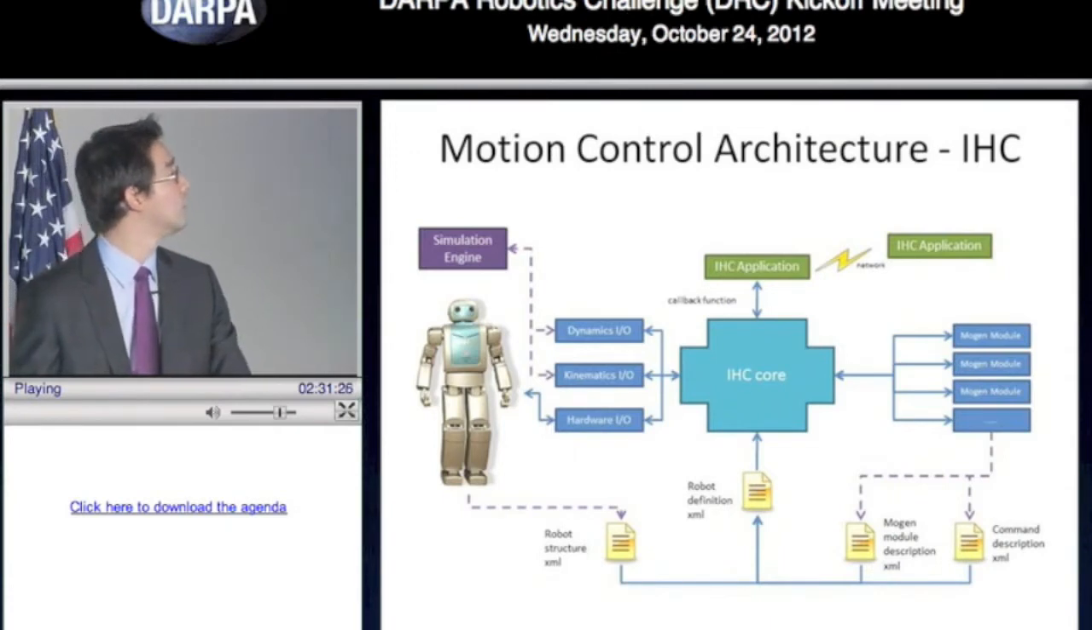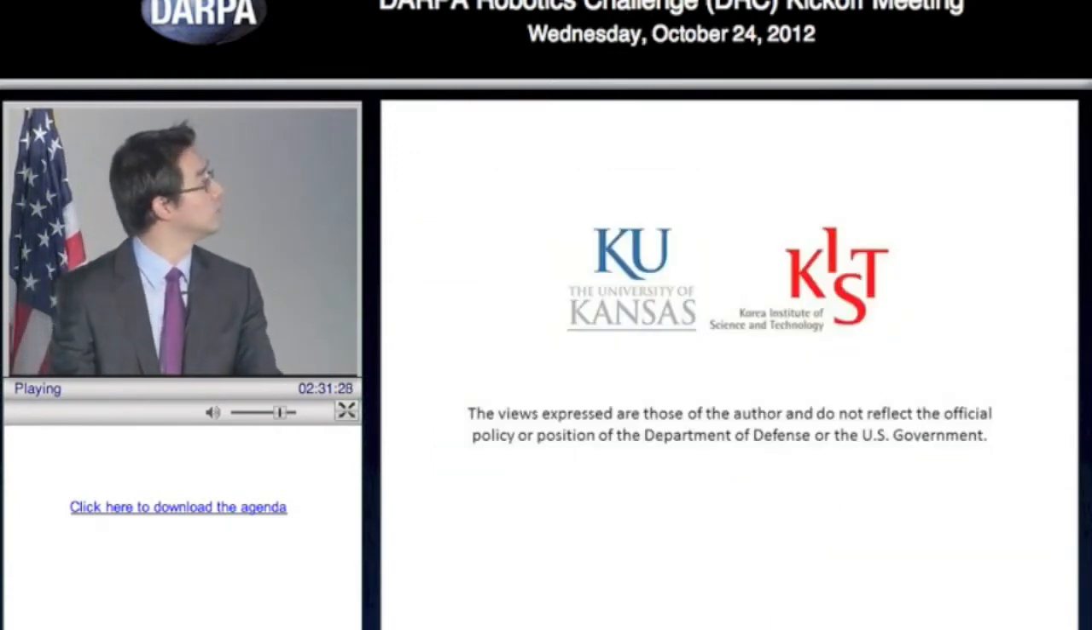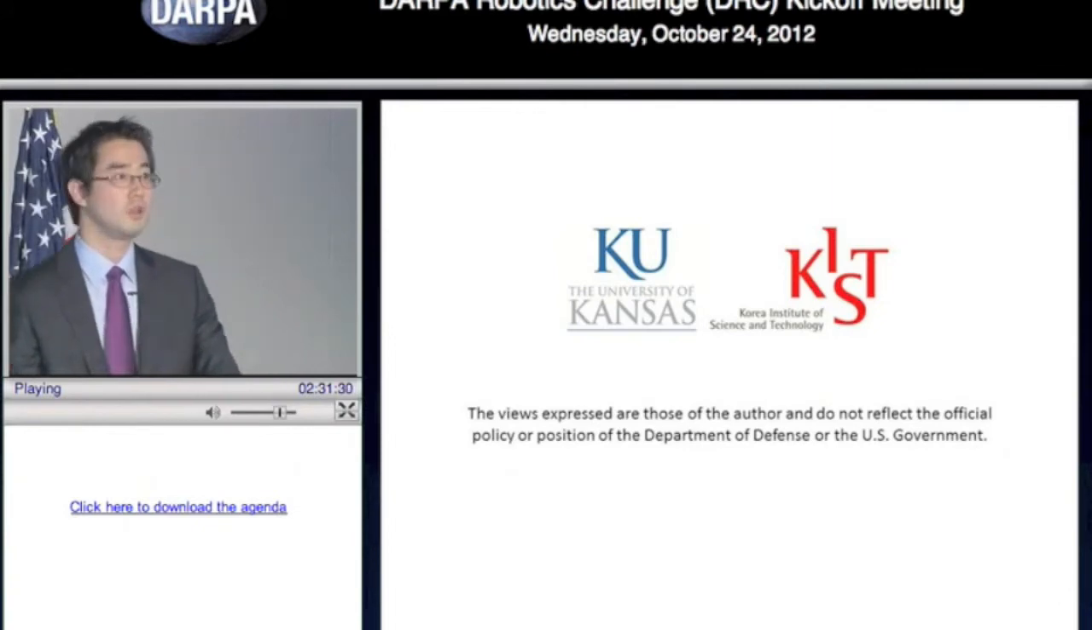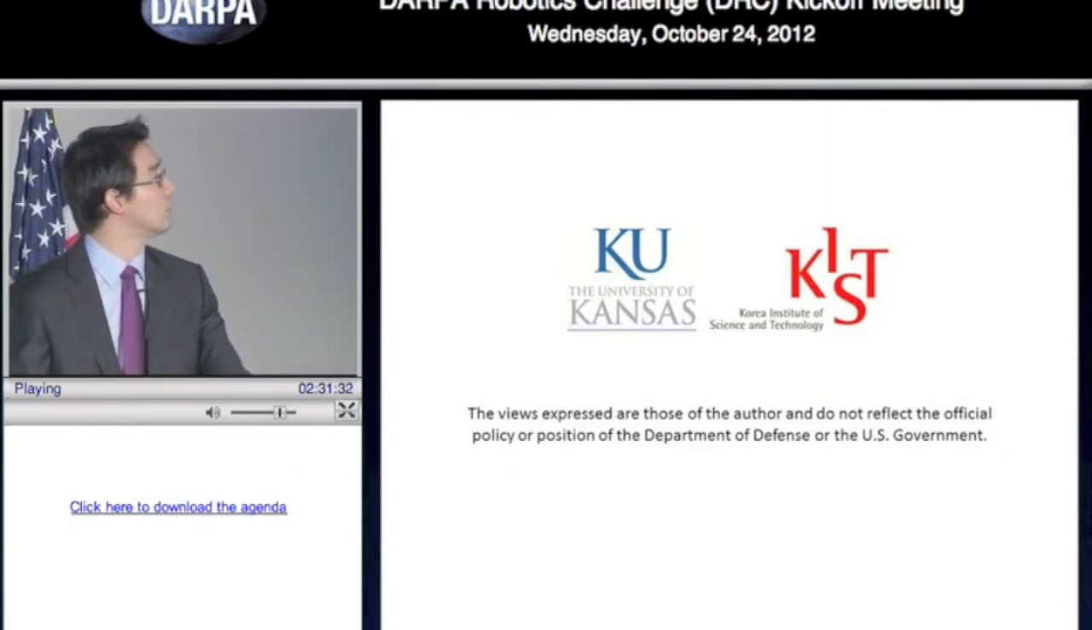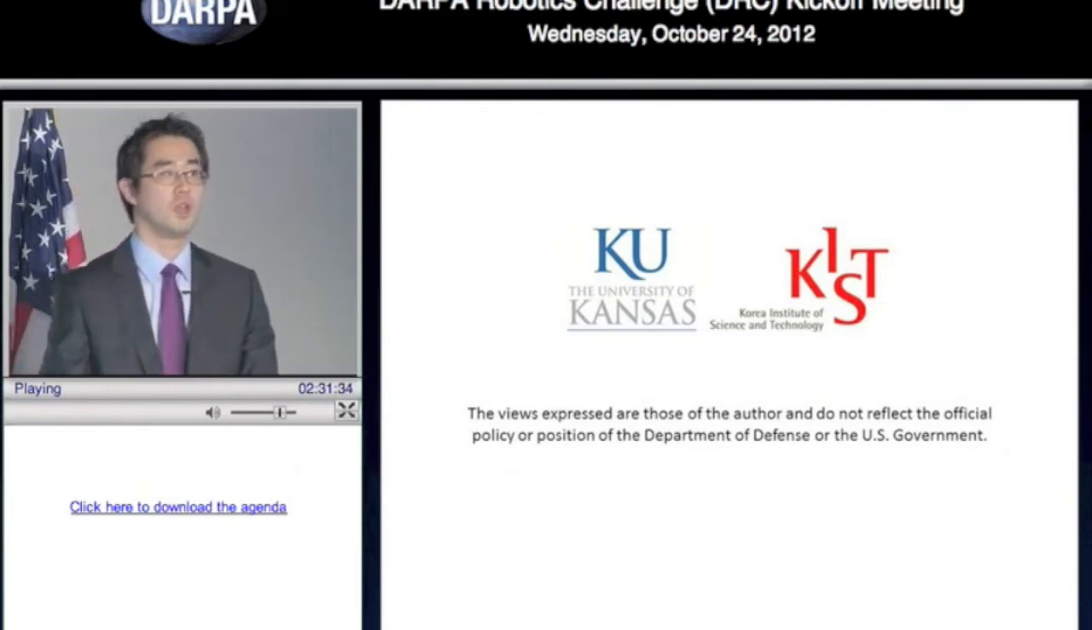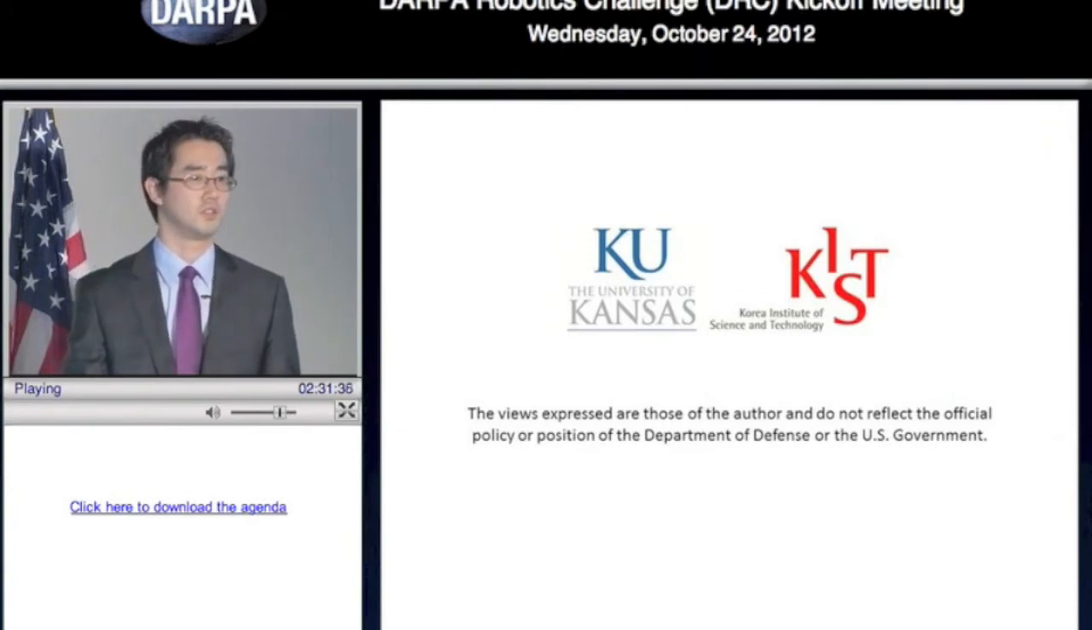and be successful for the competition. And as I said, we're the University of Kansas team, and we are in close collaboration between KU and the Institute of Science and Technology.